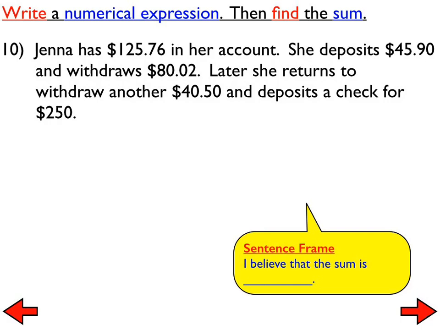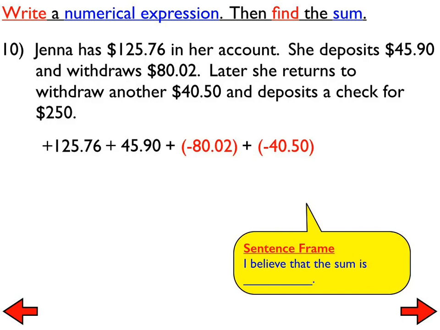So remember, withdrawing is taking out or taking away. Depositing is inputting. So we would have a situation that would look like this in terms of rational numbers. And in this situation, I would gather my positives together, gather my negatives together, and figure out exactly how much she has left in her account. So I'm going to let you take that and finish it.